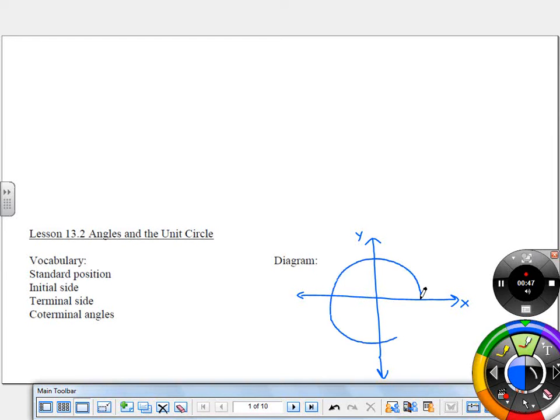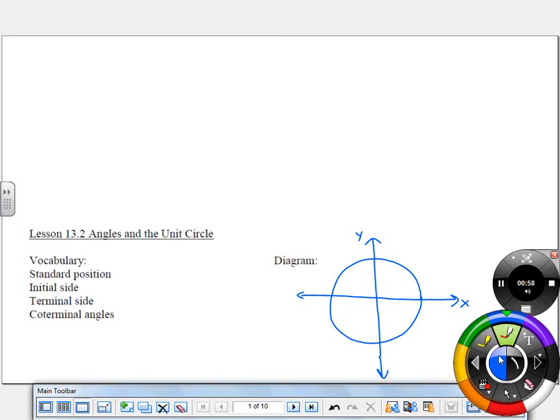It would be like having a circle with a center at the origin of the coordinate plane. Okay. Sorry that my circle is ugly.